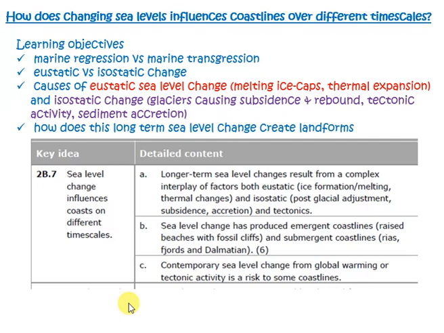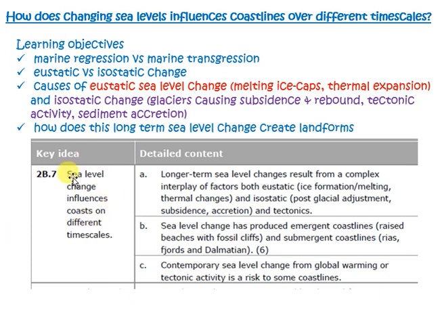Right, Key Area 3, coasts. We kick off with how changes in sea level influence the coastline. Alright, so first of all we need to understand the different ways sea level can change, and I'm sure that one or two of these ways might surprise you a little bit, so it might debunk some of your perceptions on what causes sea levels to change and the different types of sea level change.